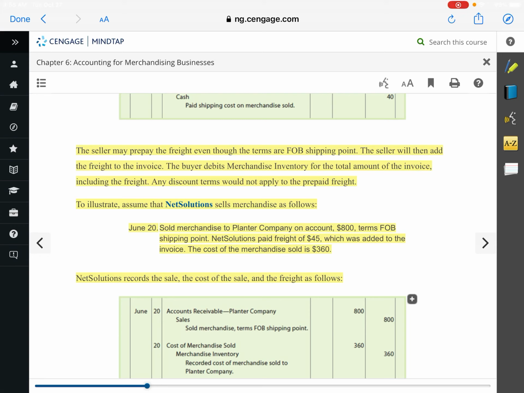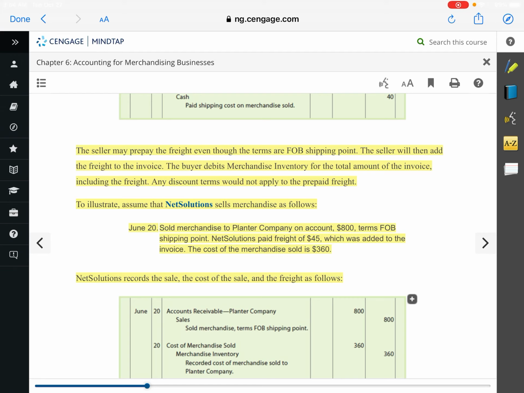All right, so let me show you. Basically it's saying, if we bought goods for $1,000, and freight was $50, and they offered us a 2% discount, we could take the 2% from the inventory, but we couldn't take 2% of the freight. So you don't get a discount on freight. The cost is what it is. So that's what that last sentence is saying. Okay, so let's look at this example.